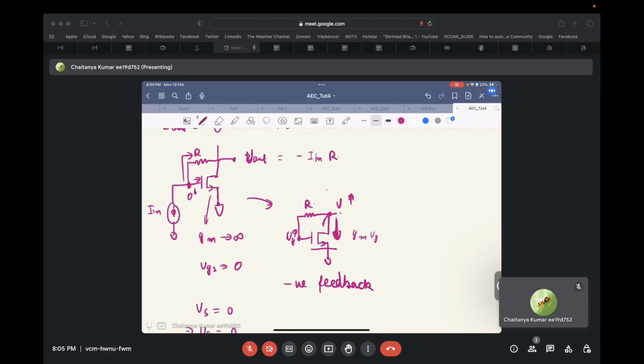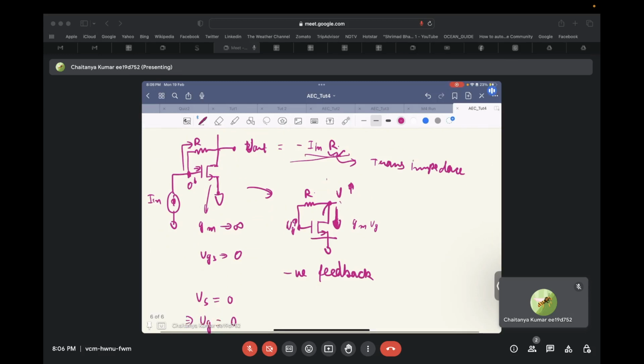And of course, this is the gain that you get, the current to voltage gain, or we can say the transimpedance. So R is basically the transimpedance of the circuit. Basically, you are given a current of I_in that is converted into a voltage of value minus I_in times R. So it gives you some current gain.